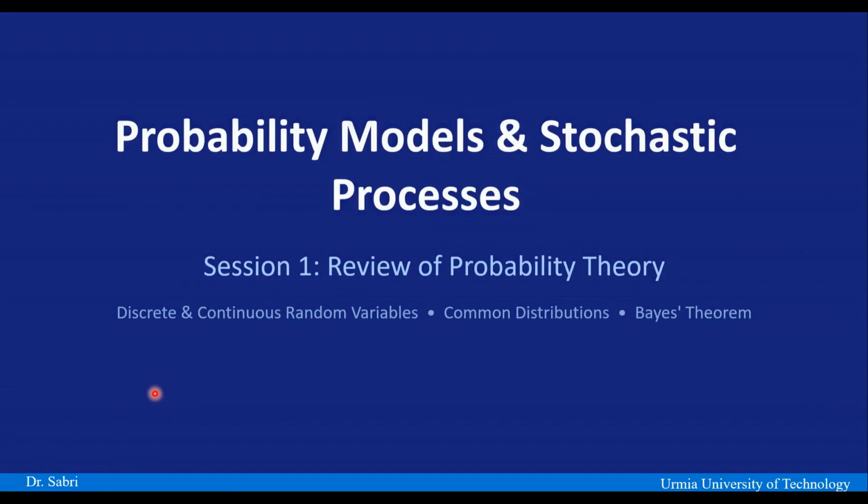This course teaches the math behind machine learning, network queues, Markov models, and Monte Carlo methods. Today we review probability theory. I know you have seen this before, but we need everyone to start at the same level.